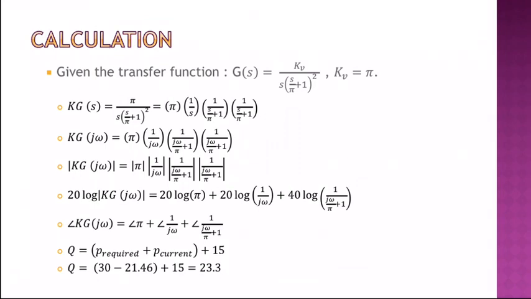We need to find K as the maximum K of our system. So the phase required is given as 30 in the question. So 30 minus 21.46 plus 15, so we got 23.3. The 15 value is required for safety reasons. So we got that phi max is equal to 23.3.